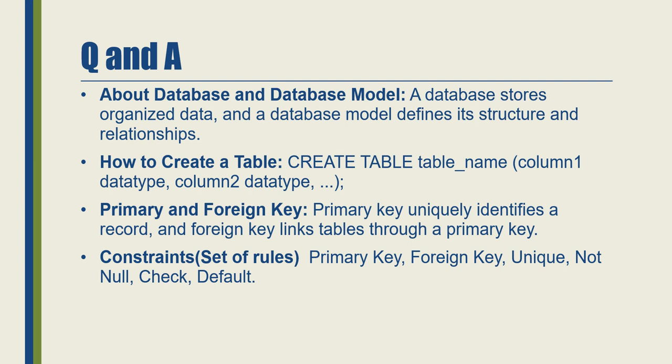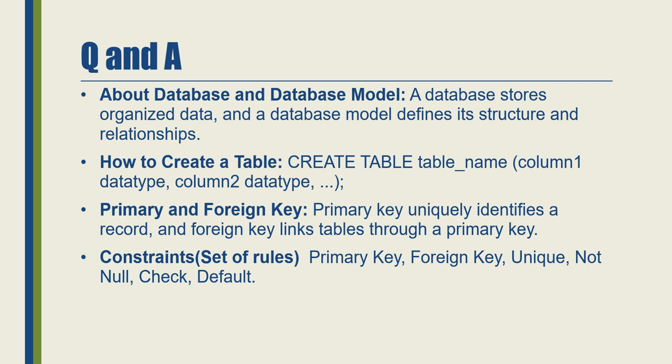Moving on, then we have primary and foreign key, the most important one. Primary key uniquely identifies a record, and foreign key links tables through a primary key. Simple. Foreign key establishes a relationship between two tables.